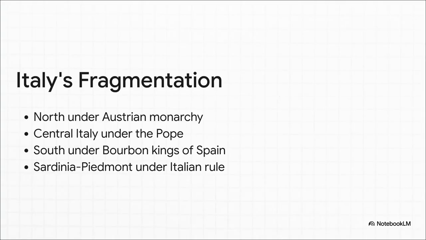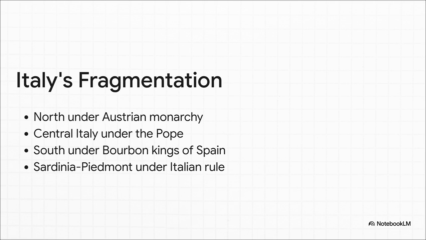Now, while Germany was busy forging its empire up in the north, Italy was facing its own massive hurdles down south. Much like Germany, Italy was completely politically fragmented, yet its people shared this deep, undeniable desire for a single national identity. Just look at how deeply divided the Italian peninsula was in the mid-19th century. The northern states were sitting right under the Austrian monarchy, central Italy was actually controlled by the Pope, and the southern states, well, they were under the Bourbon kings of Spain.